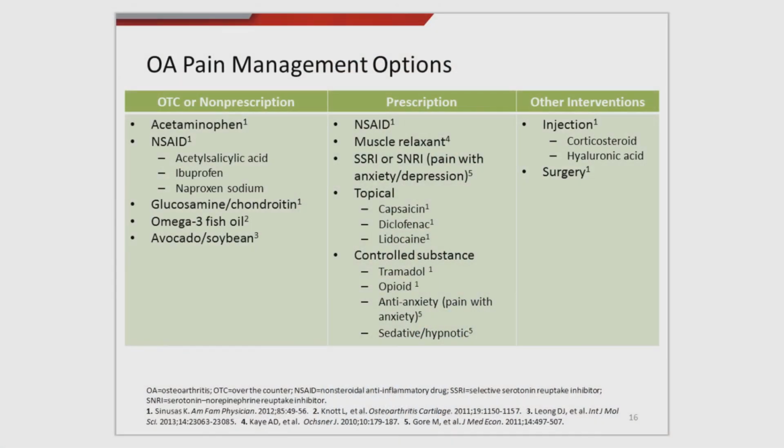If that fails, or if that's not enough, then patients are going to require medications. The over-the-counter non-prescription types are your acetaminophen and your NSAIDs, specifically aspirin, ibuprofen, or naproxen. And there are some natural products, glucosamine chondroitin, omega-3 fish oils, and avocado soybean supplements that have been thought to decrease the pain of osteoarthritis.